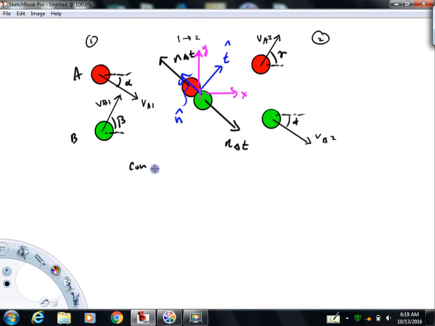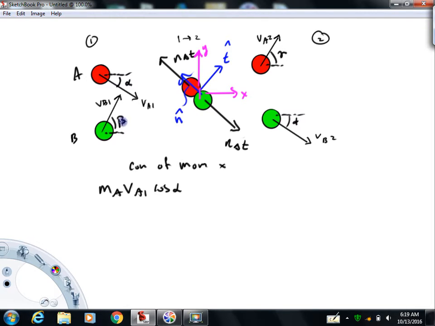First, conservation of momentum in the x direction. What might that look like? So I look at my picture here, picture 1 before impact. This animal here can be broken into components that look like this and this. This component is adjacent to alpha. Therefore, technically this would be VA1 cosine alpha. Therefore, the momentum is going to be MA VA1 cosine alpha.